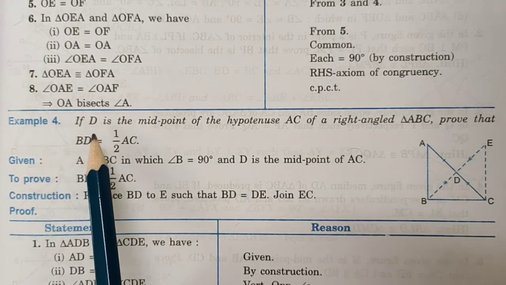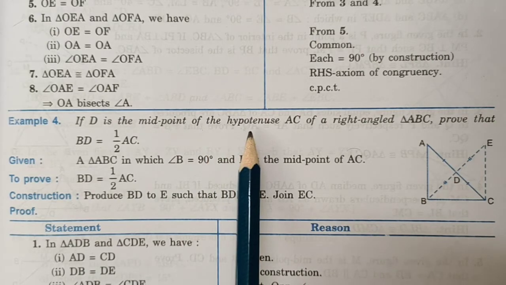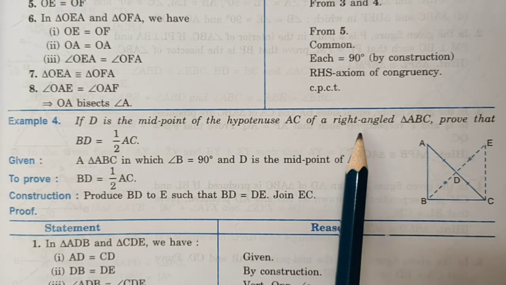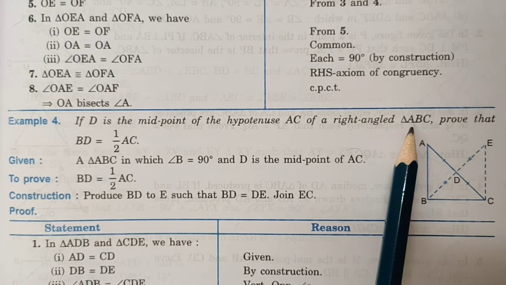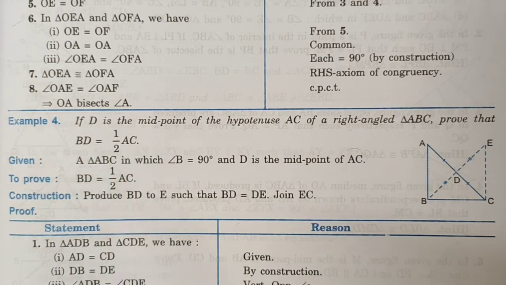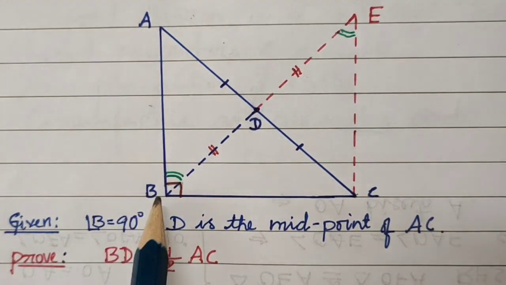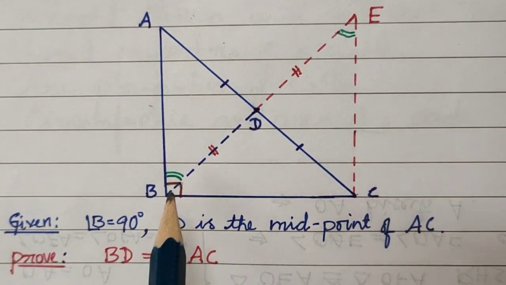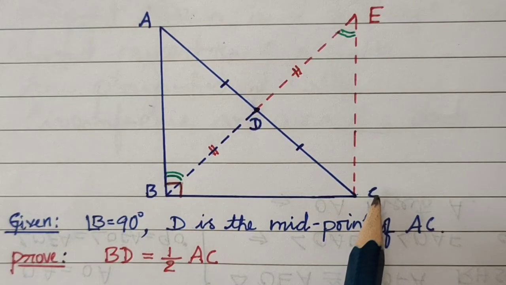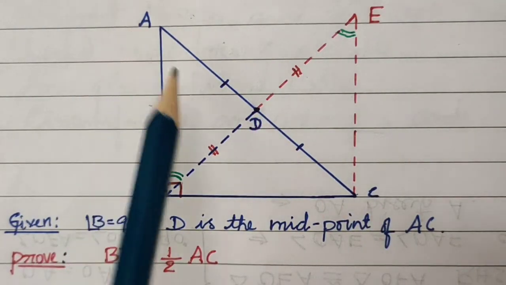Example 4. If D is the midpoint of the hypotenuse AC of a right-angled triangle ABC, prove that BD is equal to half of AC. This is the triangle ABC, a right angle triangle. This angle B is 90 degrees. AC is the hypotenuse. D is the midpoint of this hypotenuse.